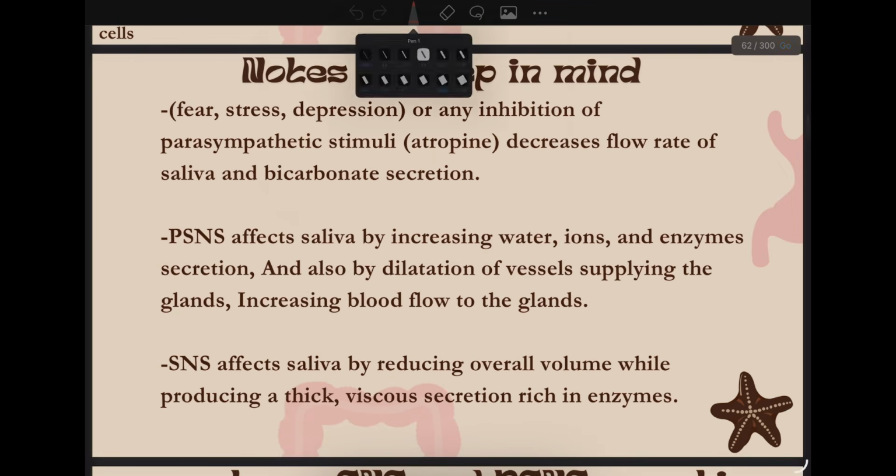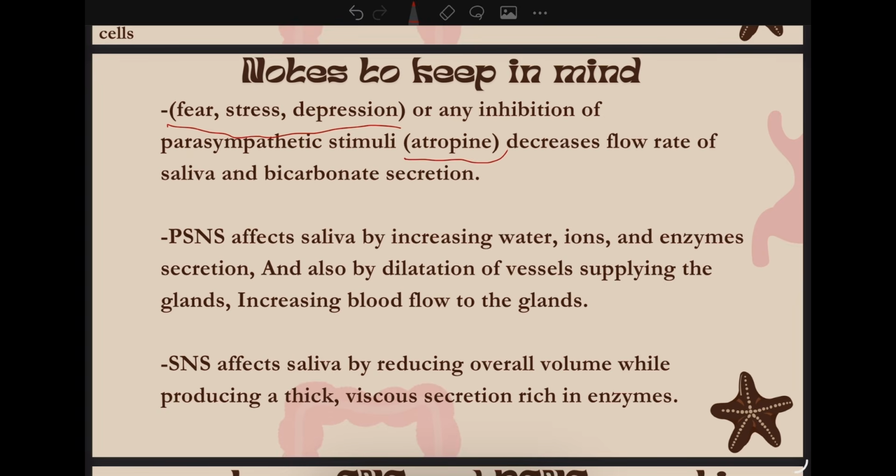Now, some notes to keep in mind. Fear, stress, depression, or anything that inhibits or blocks parasympathetic activity, such as the atropine that we will be discussing in a minute, decreases the flow rate of saliva and bicarbonate secretion. Makes sense. Parasympathetic nervous system affects the saliva. How? Increasing water, making it more watery, more ions, enzymes rich, and all of that.